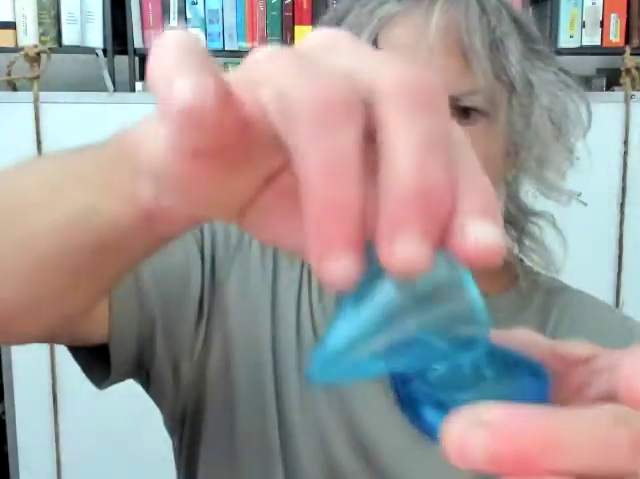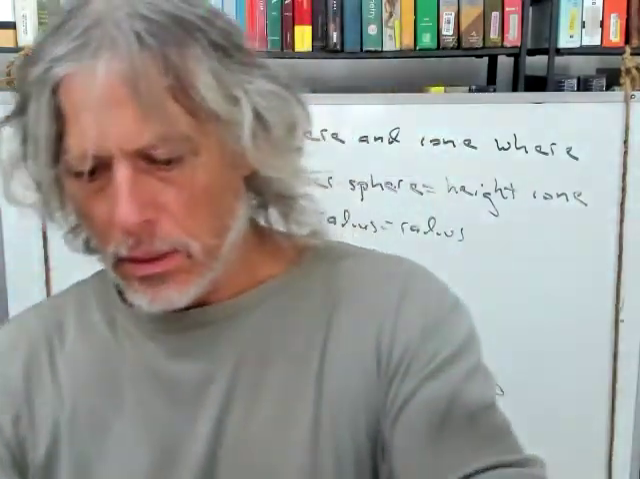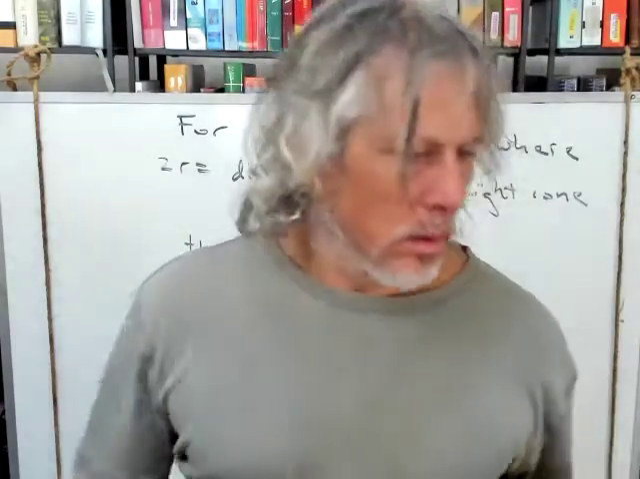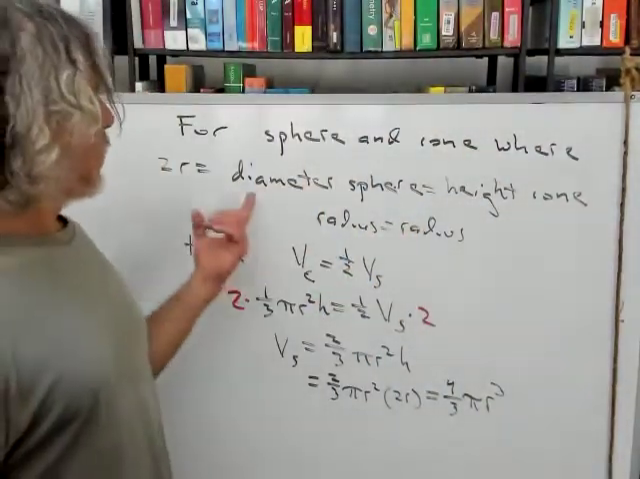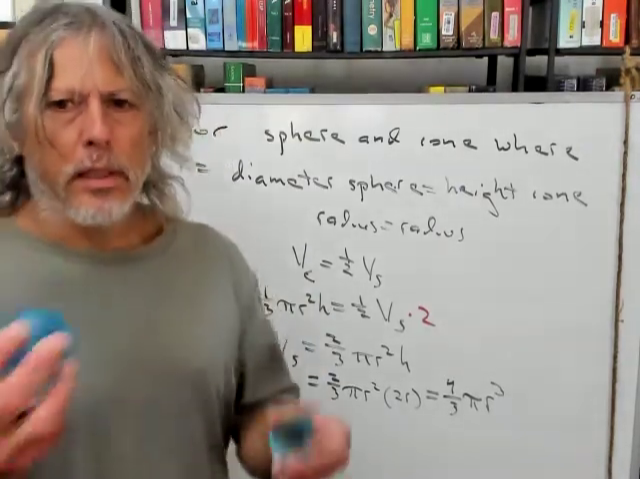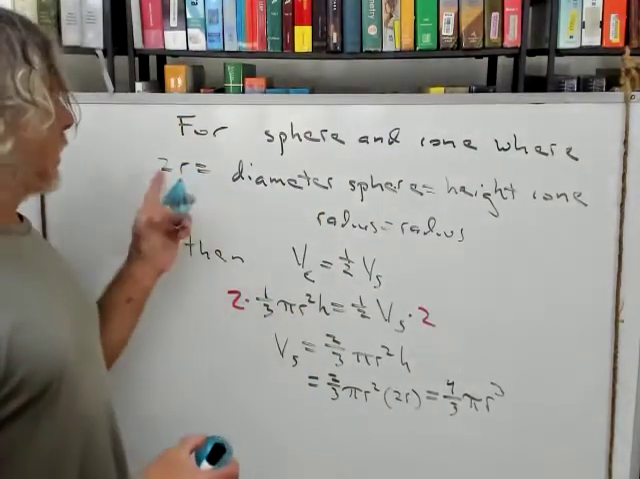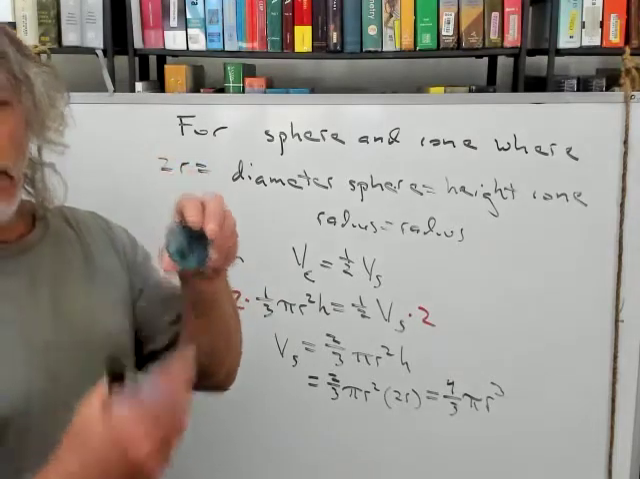Notice one of these fills up the hemisphere, so take 2 to fill up a whole sphere. So then we got the derivation. For a sphere and a cone, where the diameter of the sphere is the height of the cone. Remember, a diameter is twice the radius. Diameter all the way across, radius half that.